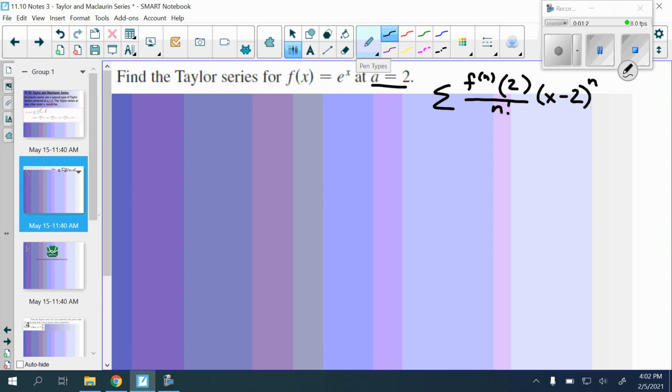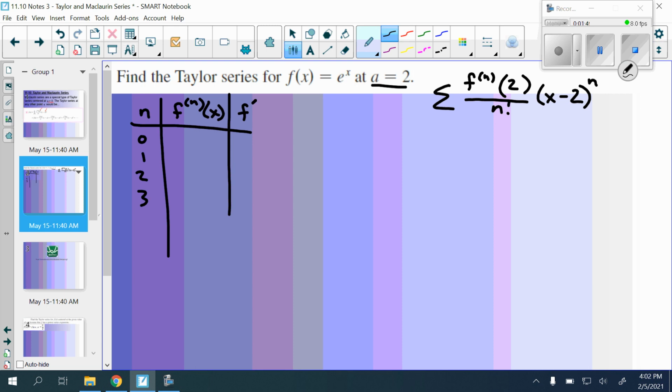Okay, so let's find those derivatives to start with. For our different values of n, let's go 0, 1, 2, and let's go to 3 here. Then we've got our f of n at x, and we'll also figure out what f of n is at our specific value of 2. If n is 0, that's just going to be our original function, e to the x, and that at 2 would end up being e squared.